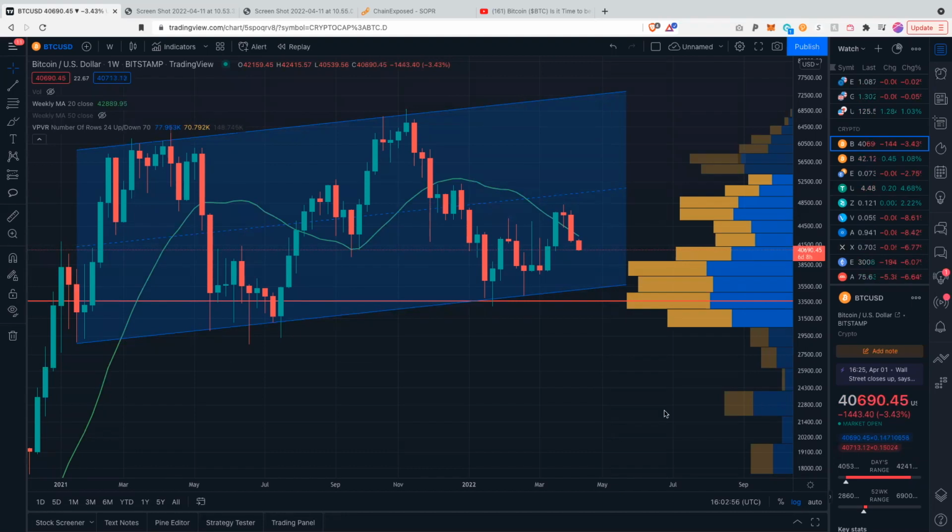Be patient, accumulate, try not to get chopped up in this market, and keep an eye on these levels: 39K, 35K, 33K, and potentially even 29K.